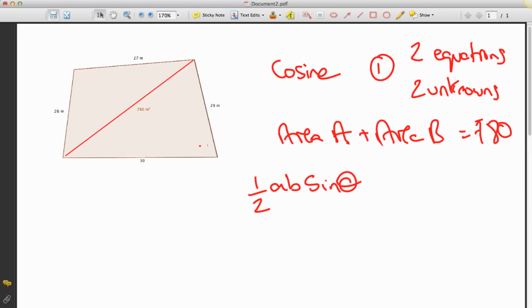So in this case, the constraint is if I draw the diagonal, this side of the triangle is in both triangles. Use the cosine rule. If I draw the diagonal, I have two areas, and if I add the areas, I get 780. Those are my constraints.